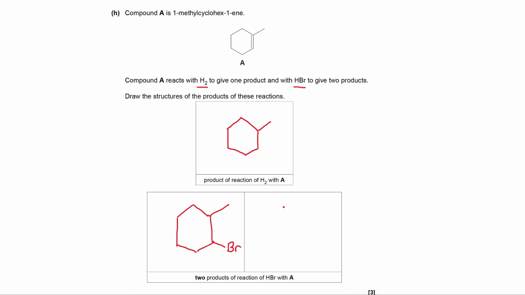Okay, so that's one possible product, and the other possible product is where the bromine attaches to this carbon here and the hydrogen bonds to this one. So they're your two products of the reaction with HBr.